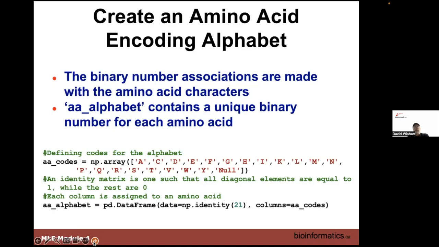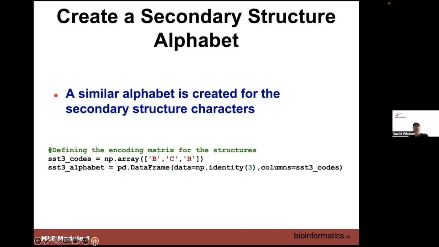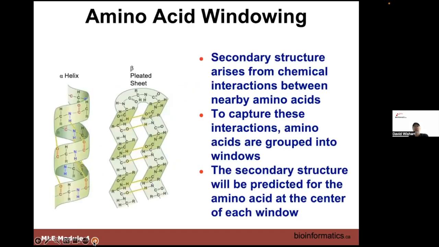So this does the encoding in terms of the code, and it creates the 20 letters as well as these null characters, as we've described. This also creates the one-hot encoding for the secondary structure. What we're doing here is, rather than embedding, we're taking averaging values. Amino acids interact with each other, engaging with other amino acids that could be 5-10 residues away or more. So we've grouped windows, which is similar to what was done with the Chou-Fasman method. And then we're going to predict the secondary structure at the center of each window.